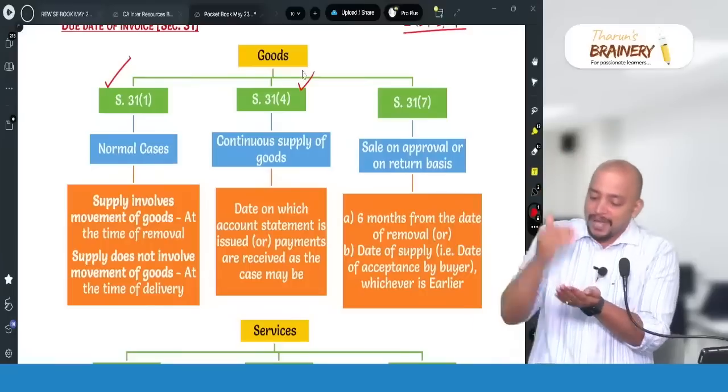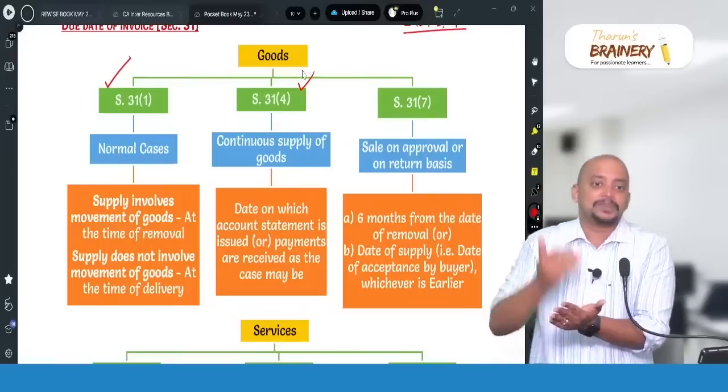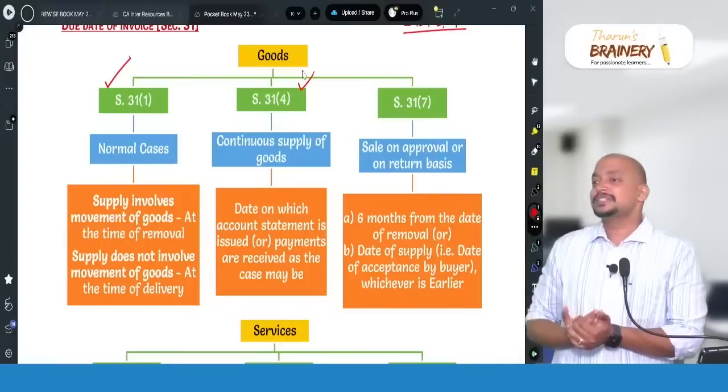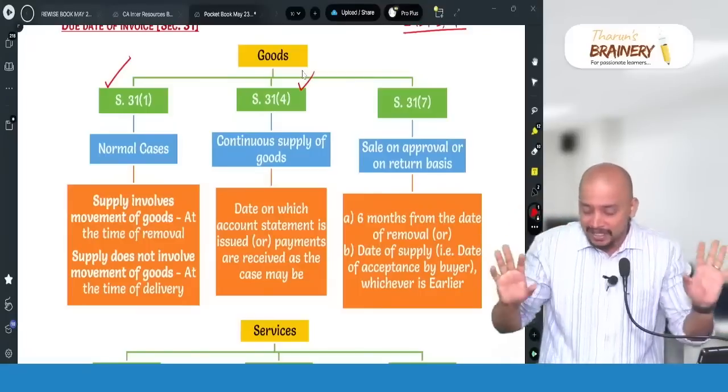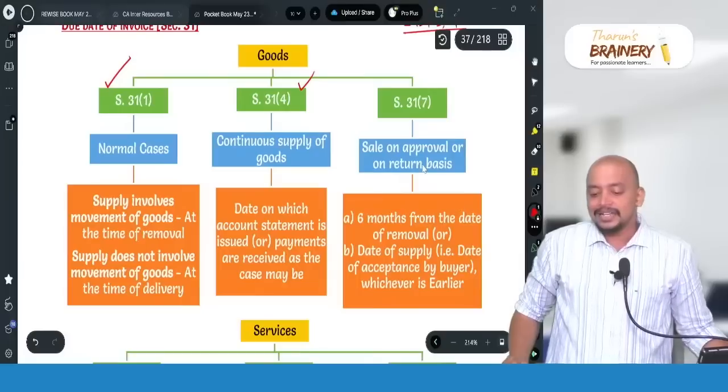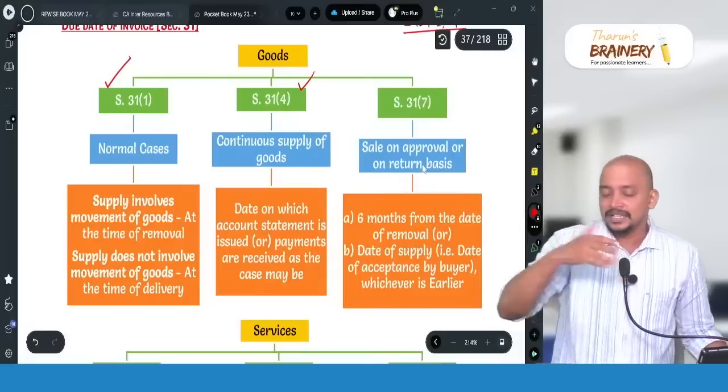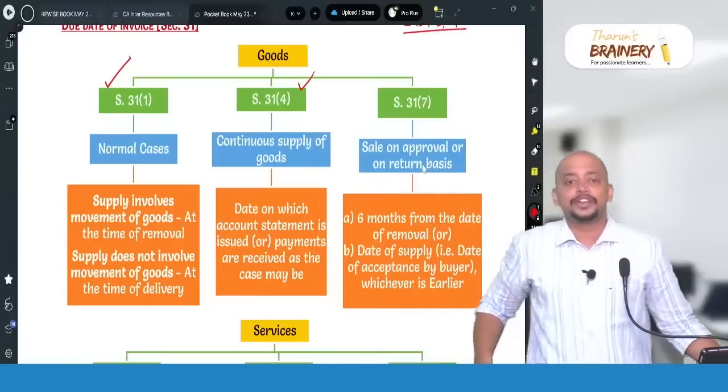So if the payments are received based on account statement, the account statement date; if the payments are received irrespective of the account statement, then the payment received date. So that should be taken. It is not whichever is earlier. Then next, sale on approval or on return basis.